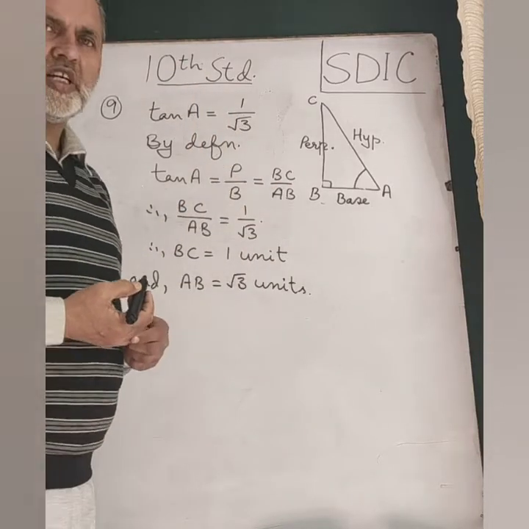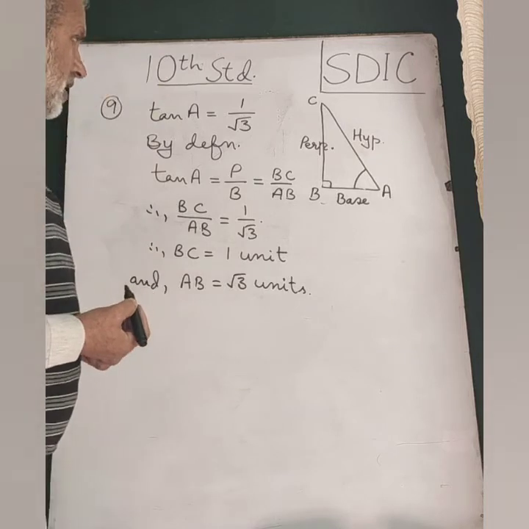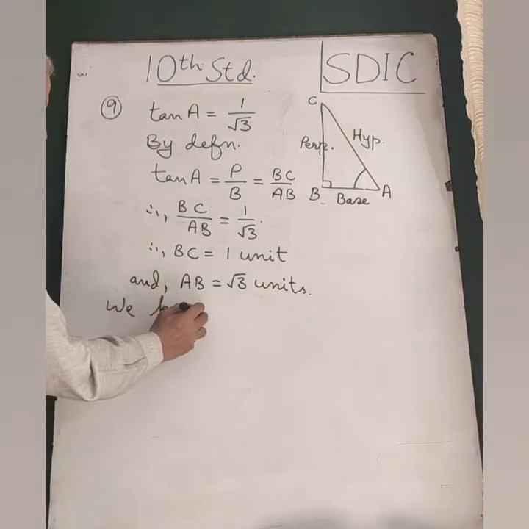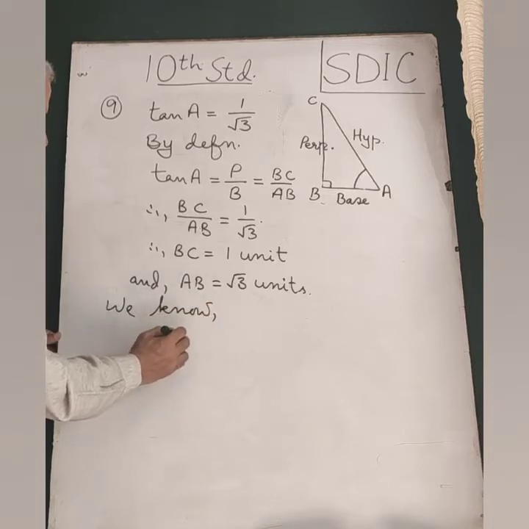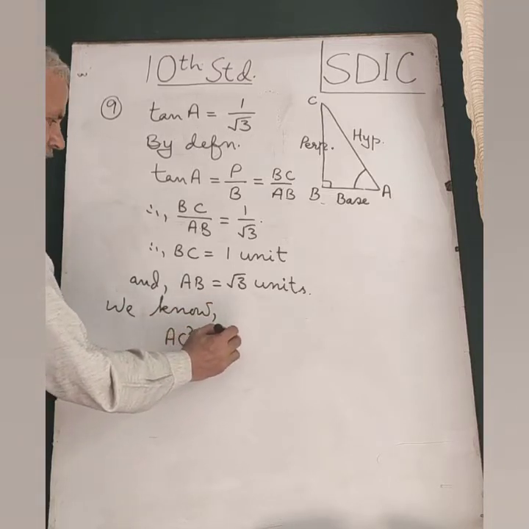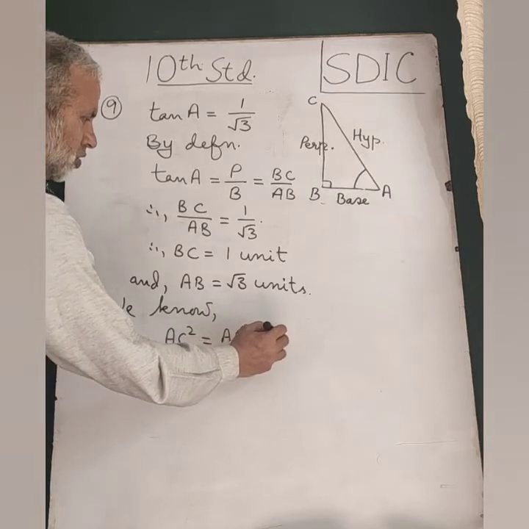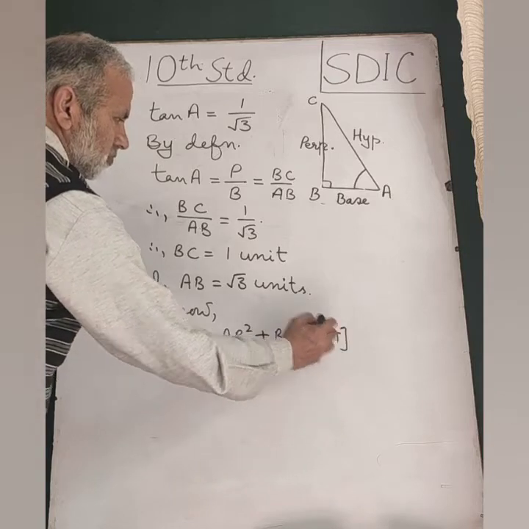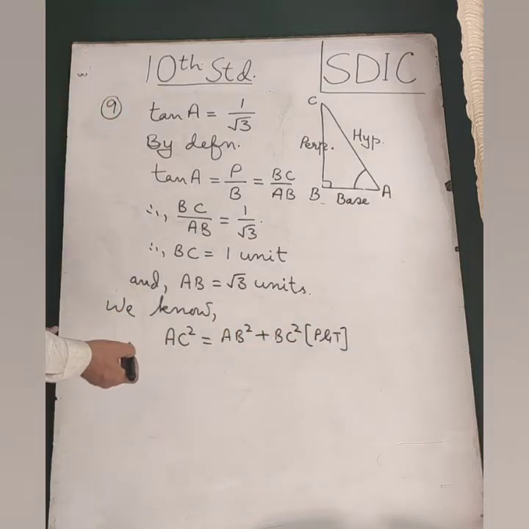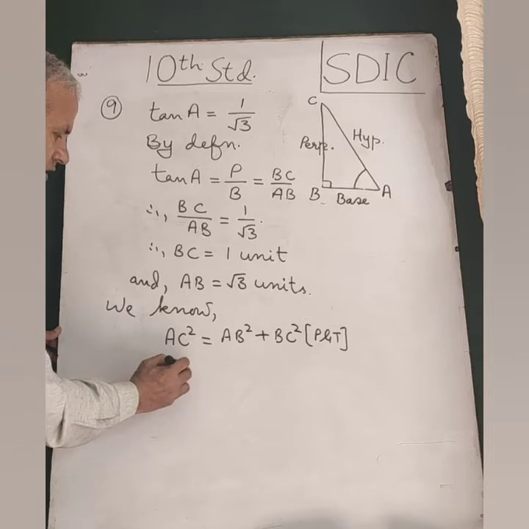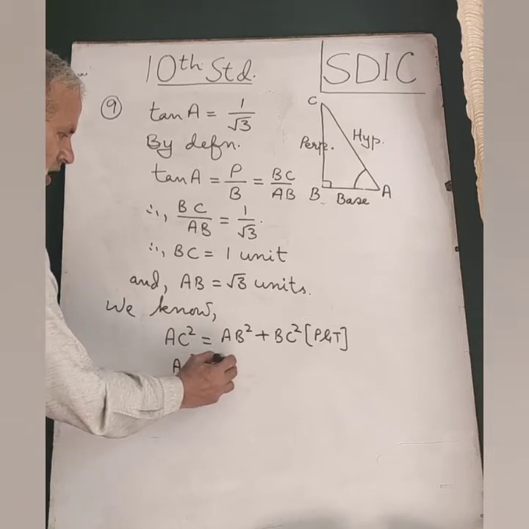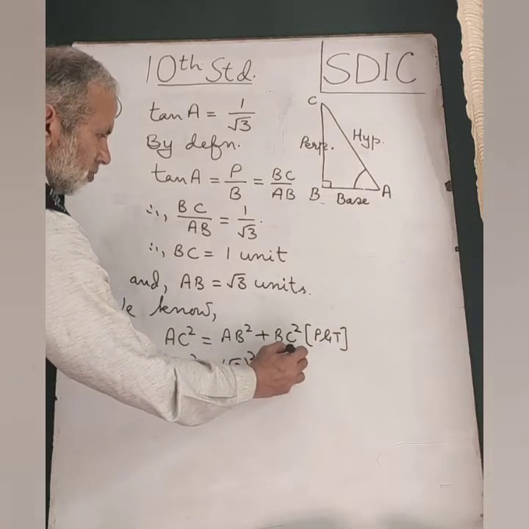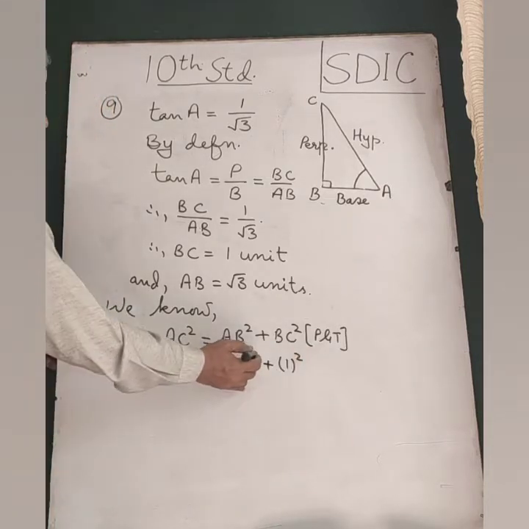Now how will you find the third side? As usual by applying Pythagoras theorem. Apply and find. We know AC square is equal to AB square plus BC square. It is Pythagoras theorem. Use the values of known sides to find the unknown one. AC square will then become equal to under root 3 square, AB is under root 3, plus 1 square, BC is 1. You will cancel square with root.